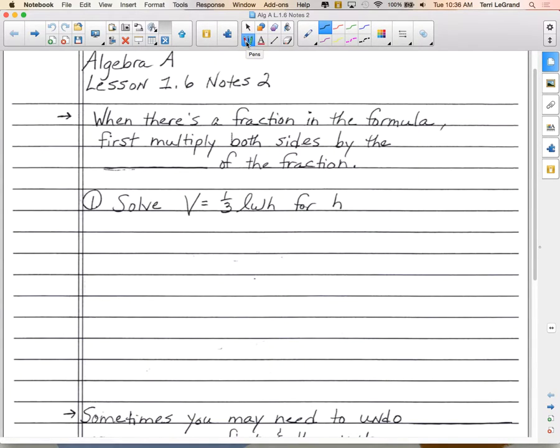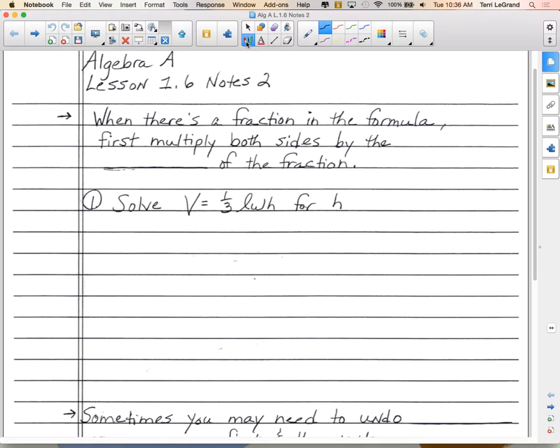We'll continue on lesson 1.6 today with the same learning goal we had yesterday. I can solve an equation with 2 or more variables for the indicated variable. In other words, it's probably already solved for a variable, but they want us to solve it for a different variable that's in there. Some of them might only have 2 variables, some might have 3, some might have up to 4 or 5 different variables in there. We just have to follow the process, the rules of solving equations.